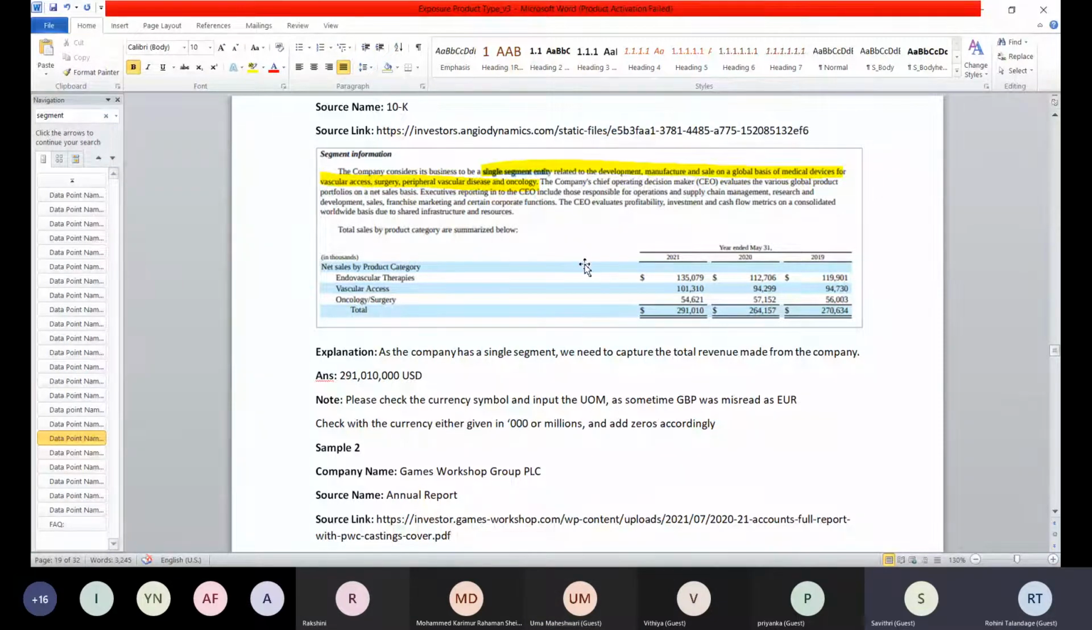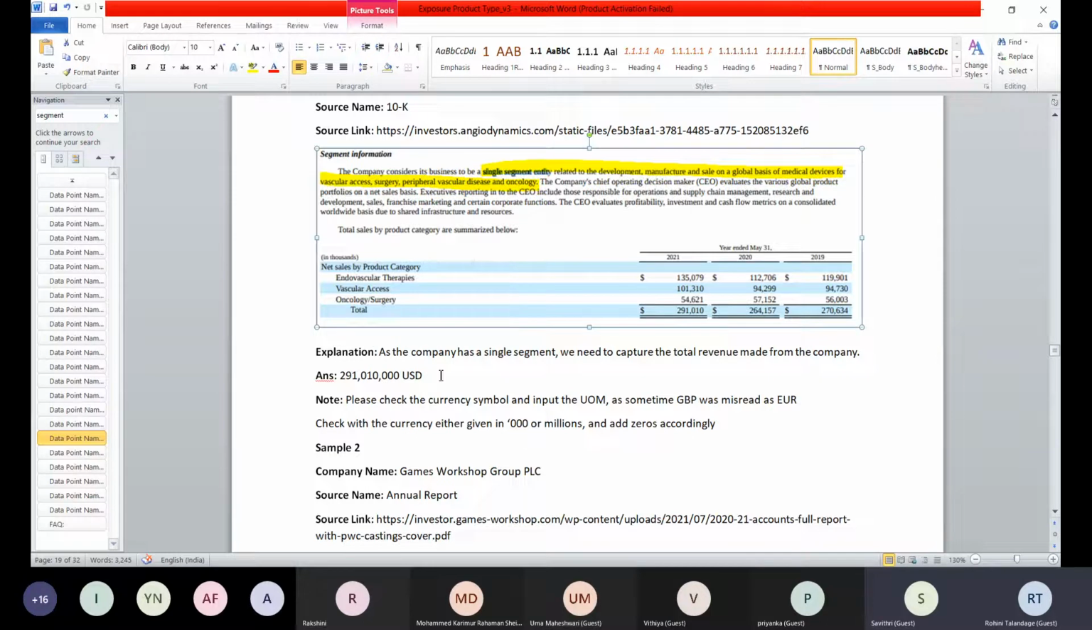And here one more thing I need to add. Now here they have given the amounts, right? Here they have not added zeros, right? So sometimes in the top of the table they will give it in brackets, like these values are in thousands or millions or billions. So you have to check what they have given. This will be available on the top of the table itself. You need to check whether they have given it in thousands or millions or billions. According to that you have to add zeros.